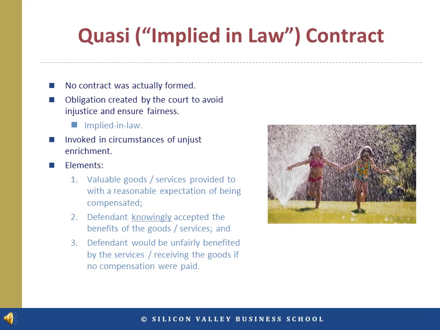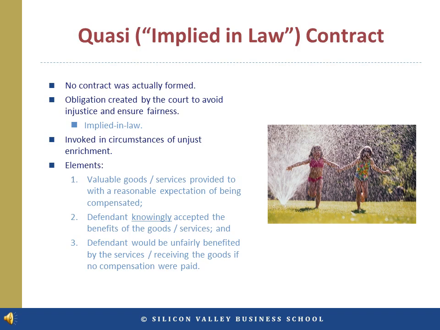A quasi-contract, also known as an implied-in-law contract, is a legal substitute for a contract. A quasi-contract is a contract that should have been formed, even though in actuality it was not. It's used when a court wishes to create an obligation upon a non-contracting party to avoid injustice and ensure fairness. It's invoked in circumstances of unjust enrichment.